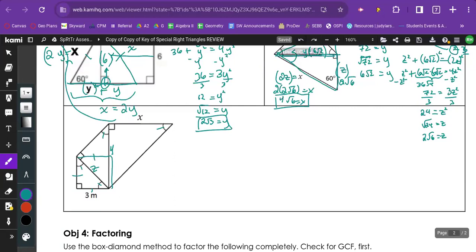So let's get that 3 on the other side and do Pythagorean theorem. So this is a 3. So 3 squared plus 3 squared equals z squared. 9 plus 9 equals z squared. 18 equals z squared. So root 18 is z, and that simplifies to 3 root 2. So this is 3 root 2.